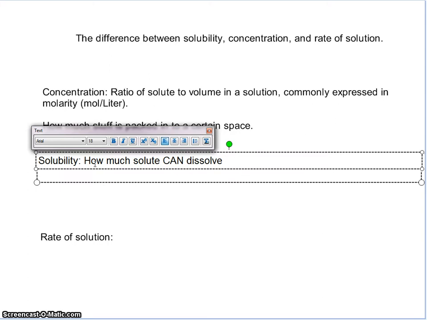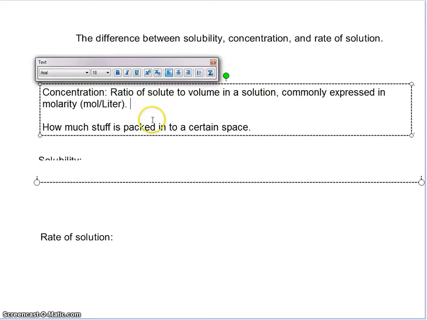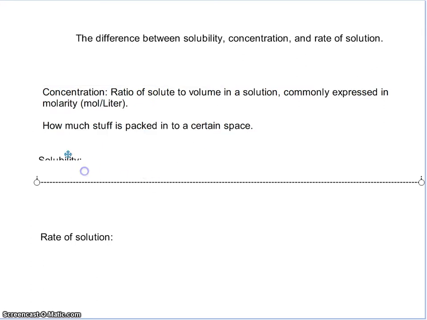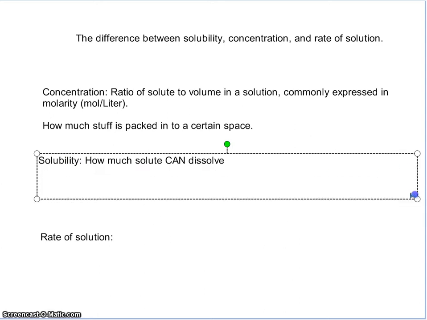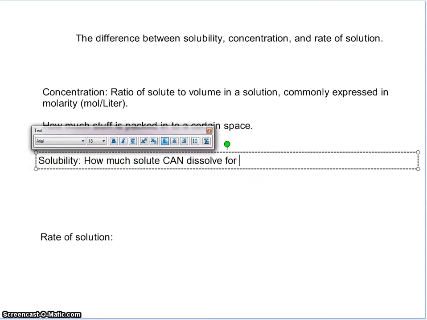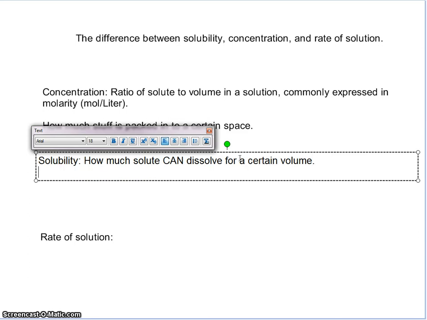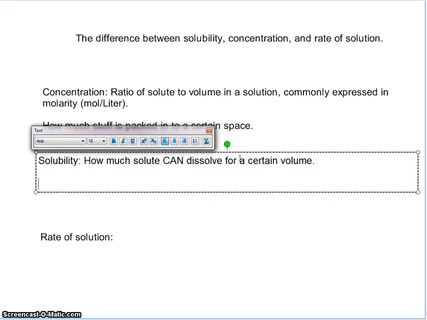Solubility is how much solute can dissolve, not necessarily how much is. That's what concentration is. Concentration is how much stuff is packed into a certain space, whereas solubility is how much solute can dissolve for a certain volume. This is often expressed in molarity or grams per liter or other things like that. So the streets definition is how much stuff a solution can dissolve, which isn't much different than the academic definition. So I don't know if I helped you there.